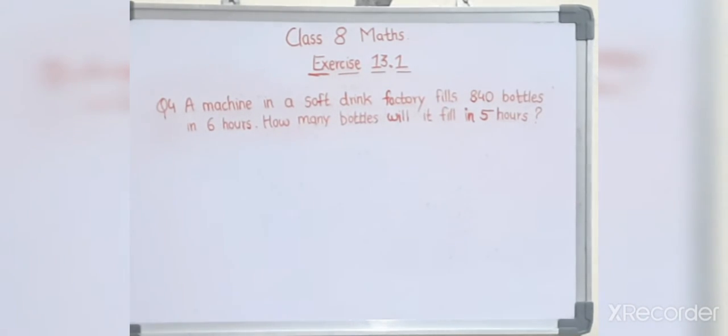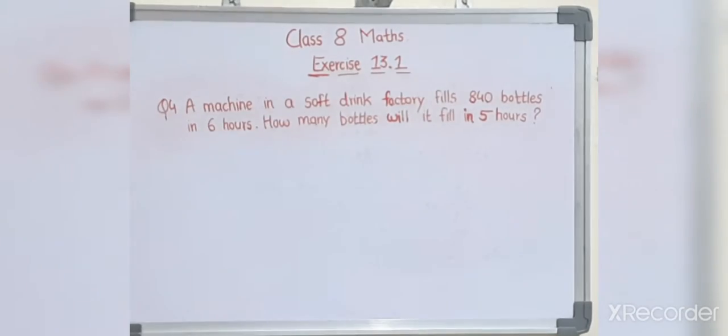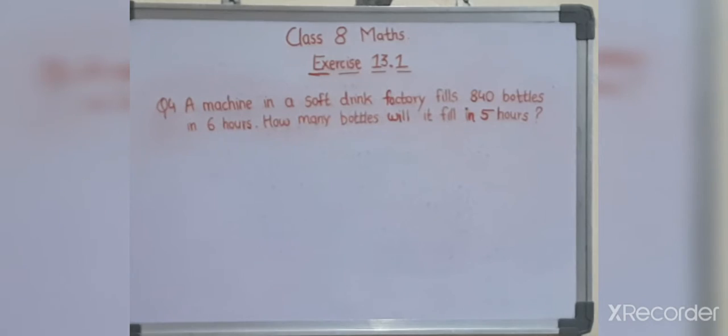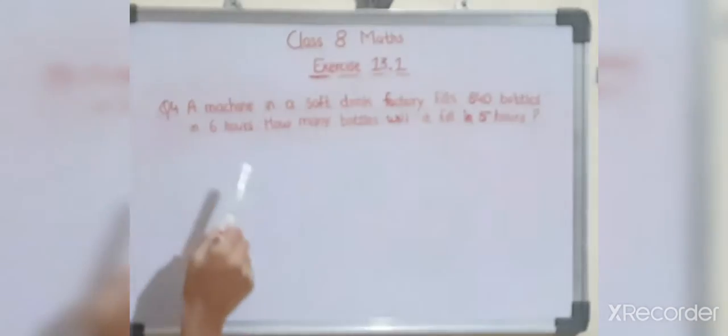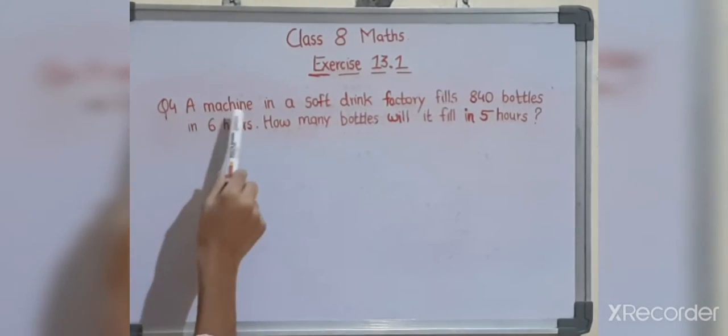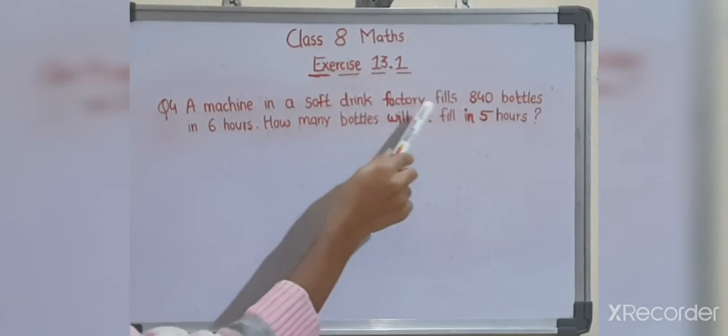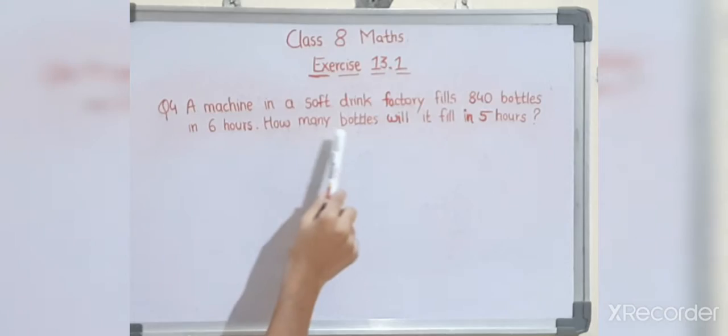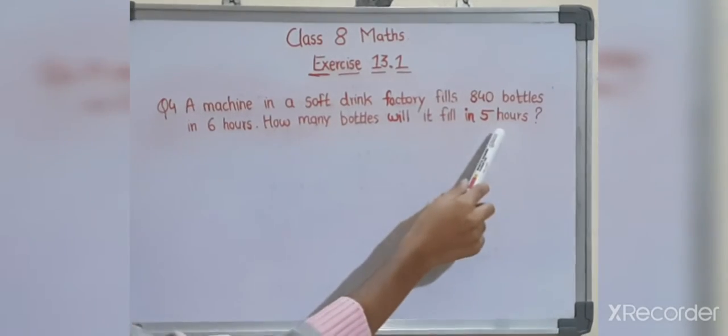In our previous video, we have seen some of the questions of the exercise 13.1. In this video, we will begin with the fourth question. The question is, a machine in a soft drink factory fills 840 bottles in 6 hours. How many bottles will it fill in 5 hours?